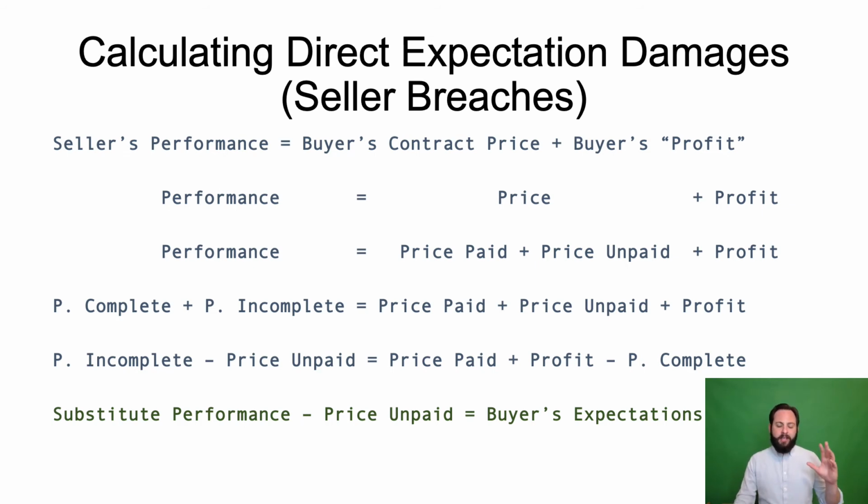And as I mentioned, it's probably easiest to think about incomplete performance as the value of substitute performance, the cost of substitute performance. How much will it cost for someone else to finish the breaching seller's job? And that is a measure of incomplete performance. Of course, the price unpaid is often easier to calculate. Therefore, the measure of direct expectation damages for seller's breach, meaning the buyer's direct expectation damages, is measured by the cost of substitute performance by another seller minus the price as yet unpaid by the buyer.